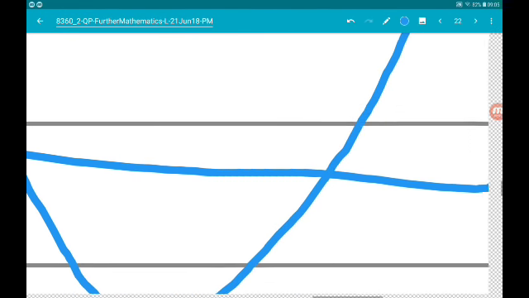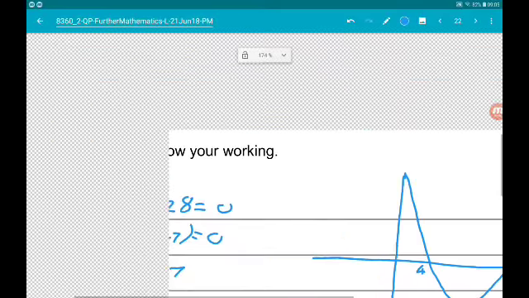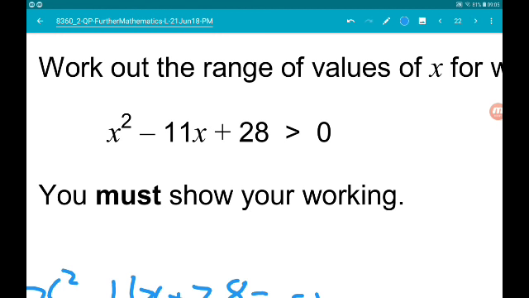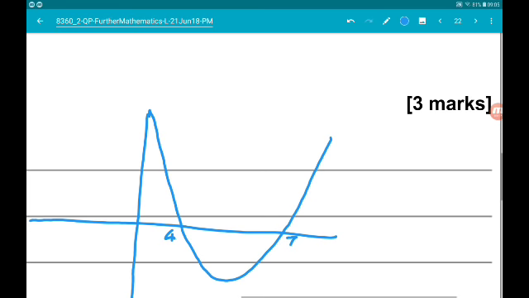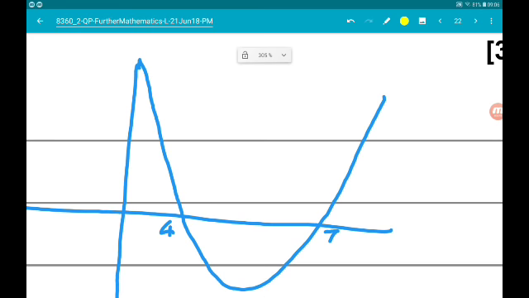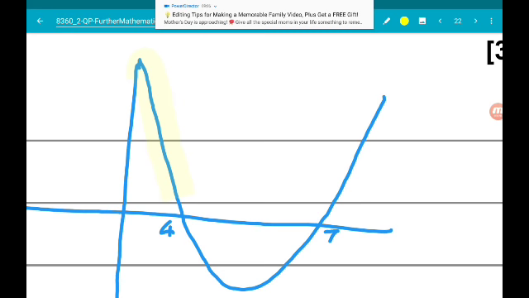I know the order of numbers, right, and then the 7 over that. Okay, so the question wants us to solve the quadratic greater than 0. So what that means is, what values of x produce the parts of the graph above the x-axis. So the parts of the graph that we are interested in are this bit and this bit.